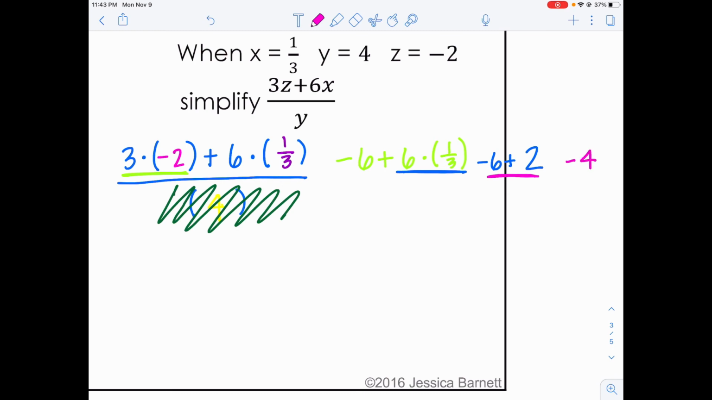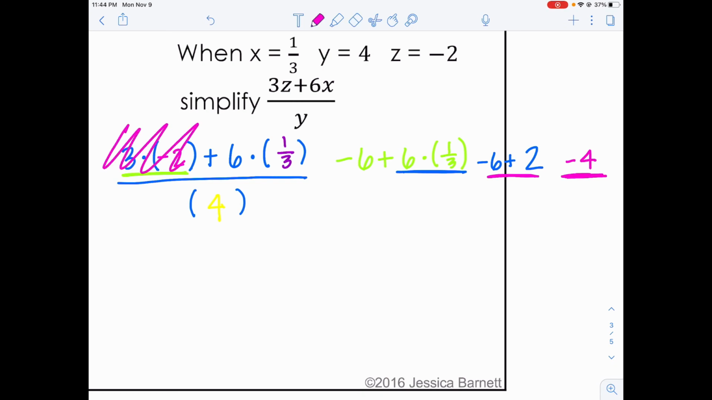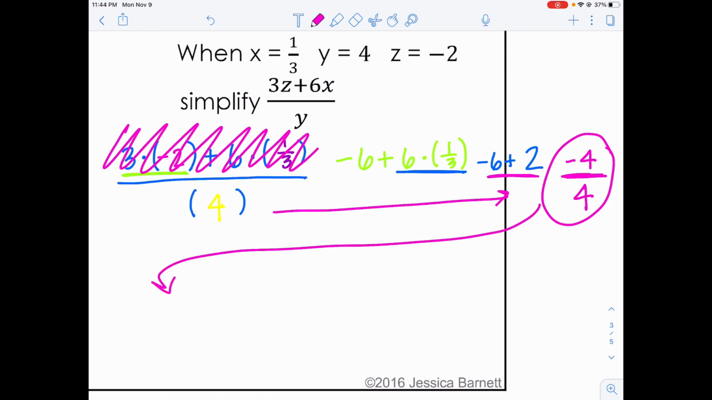And remember, this is all a fraction, so I'm going to put it over a fraction bar or a division bar. Now that I have simplified the top, I'm going to go back and I'm going to ignore what's on the top and simplify the bottom. There are no operations to do on the bottom, so I simply drop the parentheses and bring 4 all the way over and put it as the denominator. Now I have a division problem. I'm going to rewrite this down here where I've got a little bit more room.